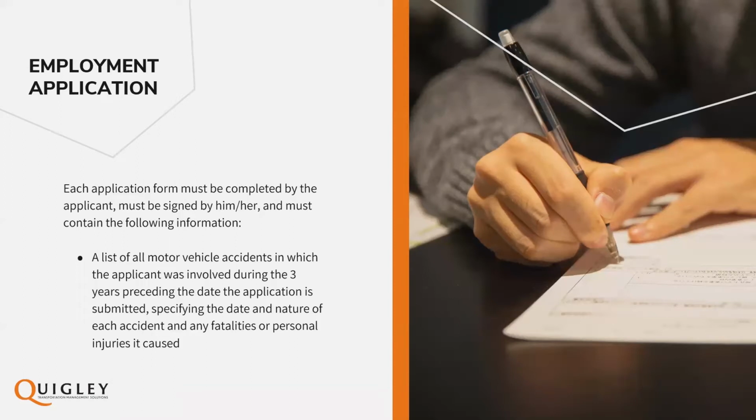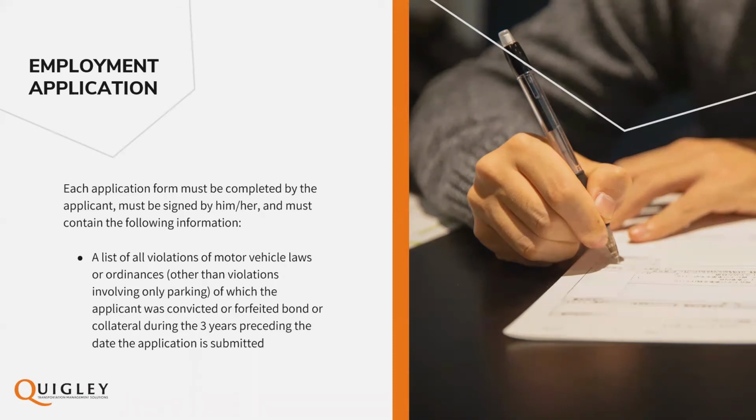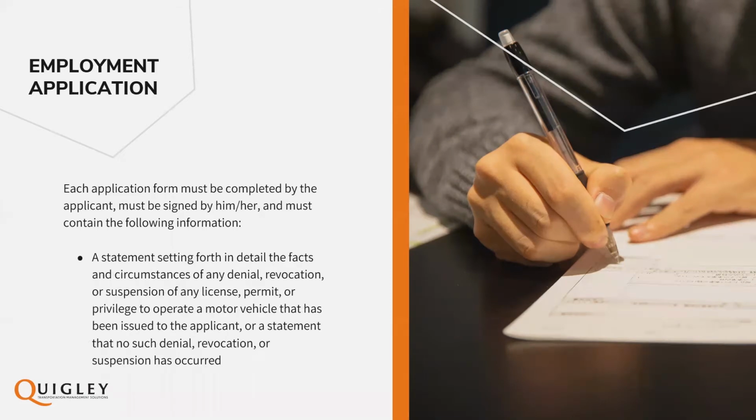They also need to provide a list of accidents within the last 3 years. Now, these accidents would include any accidents involving driving a commercial motor vehicle or a passenger vehicle. At the same time, they need to provide a list of any violations for the last 3 years. Again, commercial motor vehicle and passenger vehicles apply. They also need to provide the details behind any denial, revocation, or license suspension that they've had.